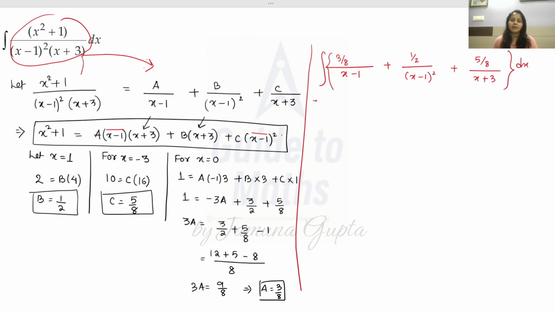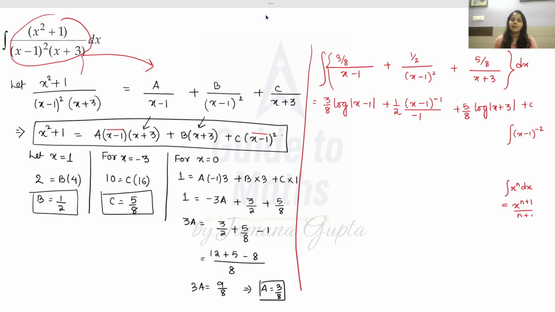The integration of 3 by 8 by x minus 1: 3 by 8 is a constant, so it will come out, and then log of x minus 1. For the second term, 1 by 2 we can take outside, and it is the integration of x minus 1 to the power minus 2, where we are going to use the formula: integration of x to the power n dx is x to the power n plus 1 divided by n plus 1. So here it will be x minus 1 to the power minus 2 plus 1, which gives minus 1, divided by minus 1. In the last term it is very simple, 5 by 8 log of x plus 3 plus c.